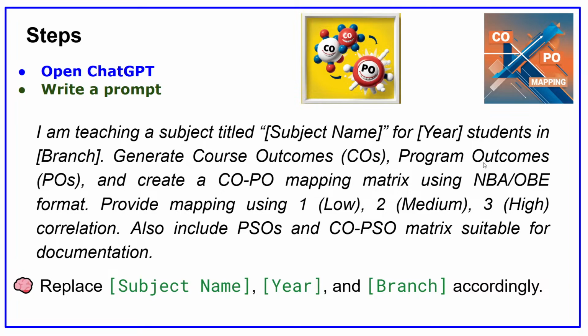Generate course outcomes, program outcomes, and create COPO mapping matrix using NBA or OBE format. Provide mapping using 1, 2, 3 correlation. Also include PSOs and COPSOs matrix suitable for documentation. Mind it, you need to simply replace your subject name, year, and branch.